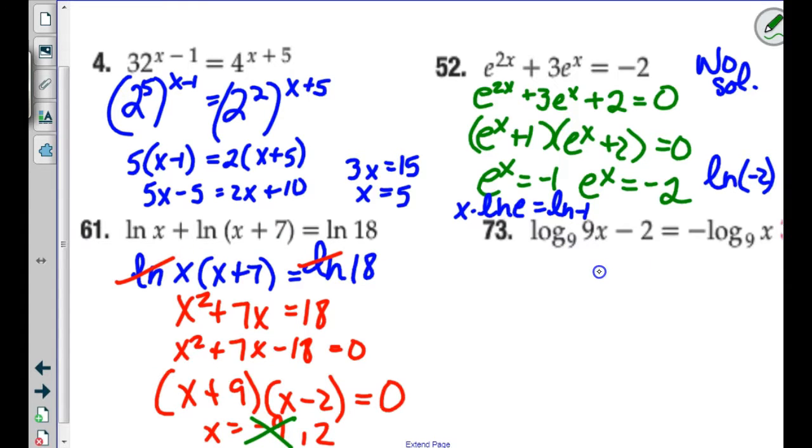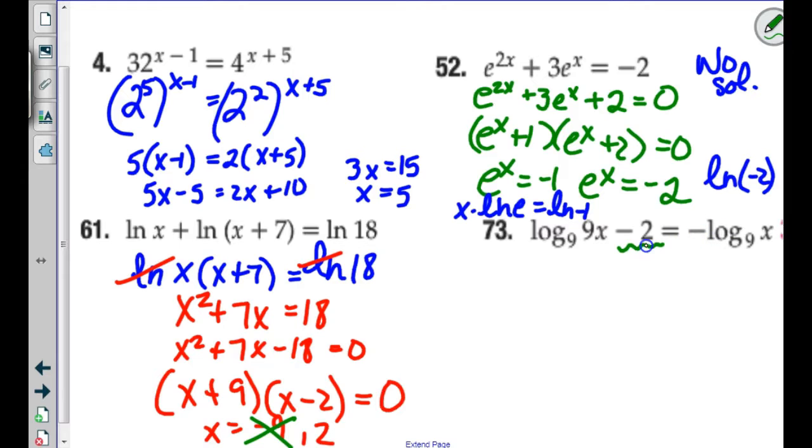All right, what's wrong with 73 though? Why is it different than 61? It is a different base. What else though? There's one that doesn't have a log. Everybody see what I'm talking about?